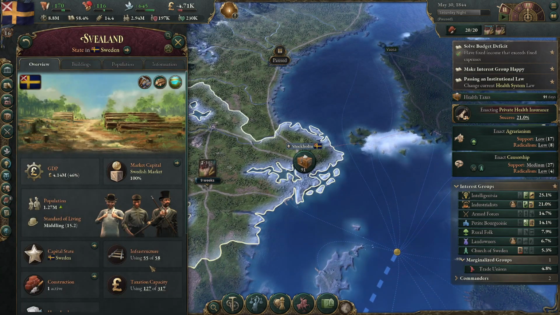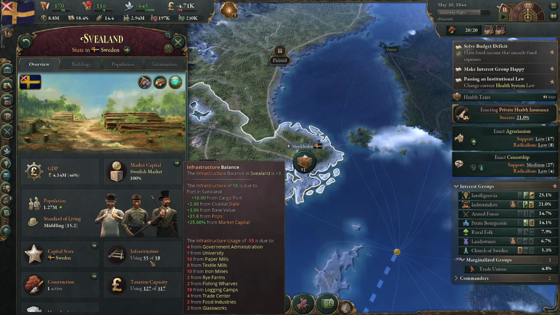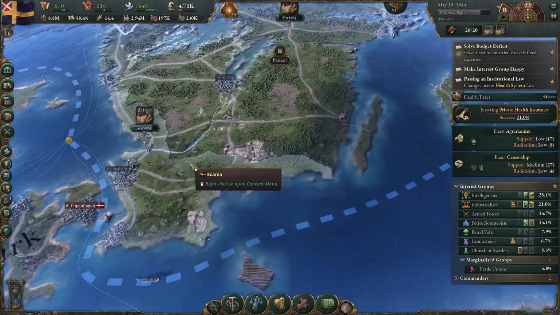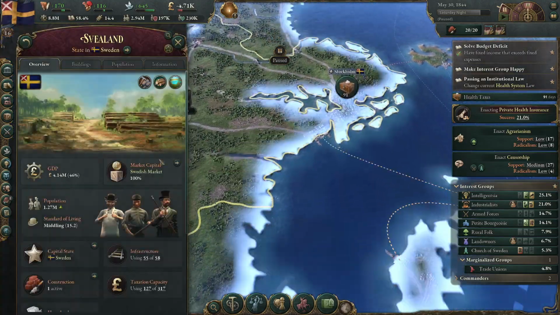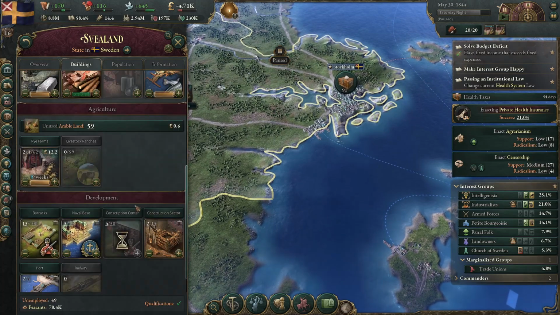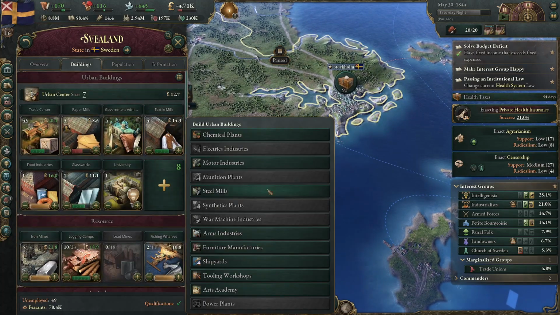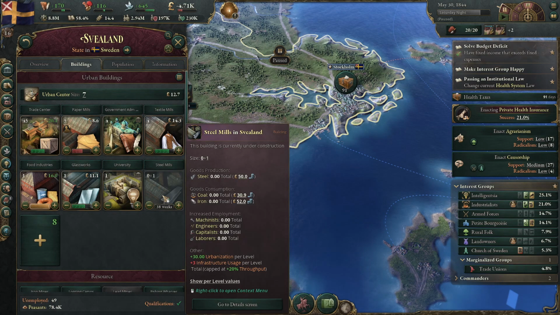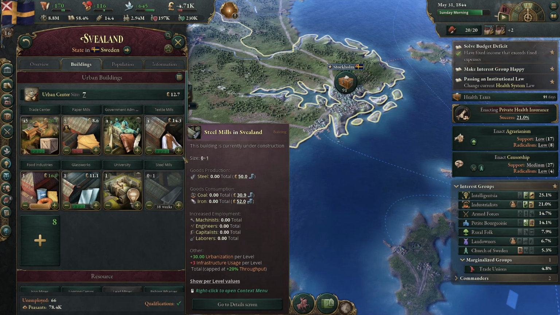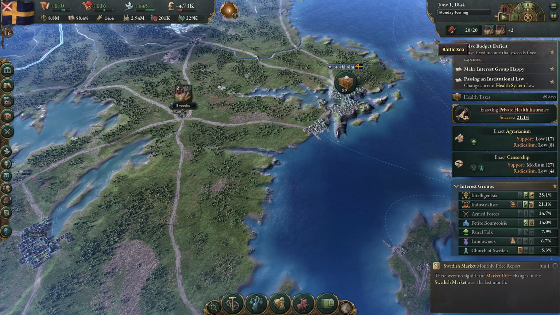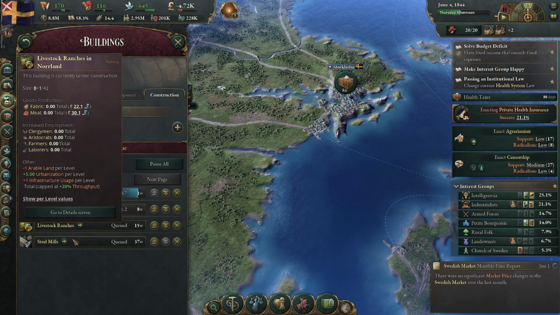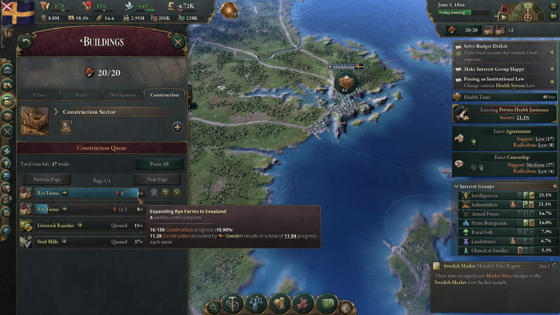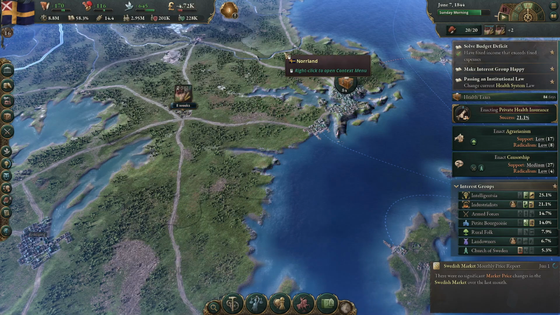Zealand is the natural place to build a steel mill, but we've only got 55 out of 58 infrastructure. We've got 27. So if we build a steel mill here, how much will this actually need? So we're building a rye farm, 2 rye farms, a livestock ranch, and a steel mill. So I think if we can get that going, we should be able to.